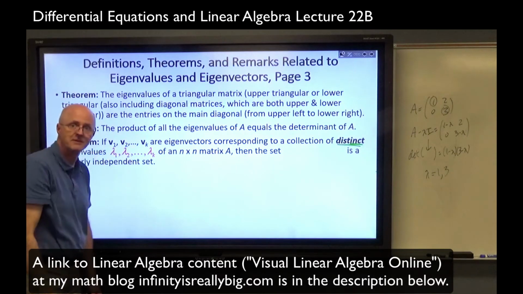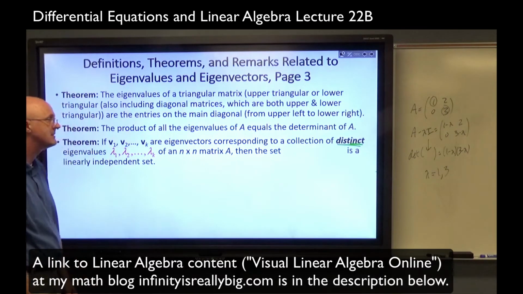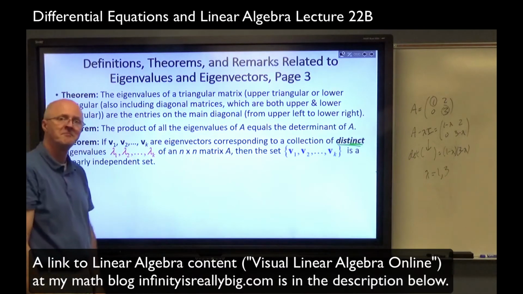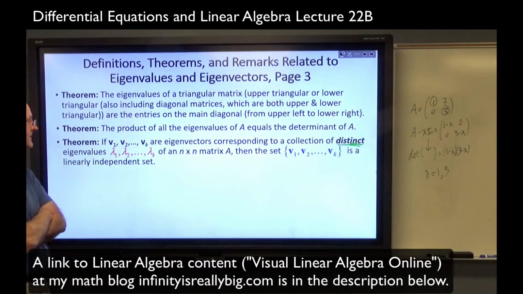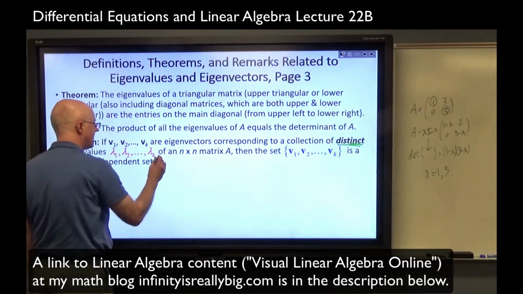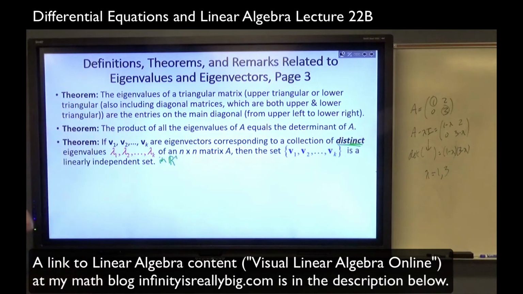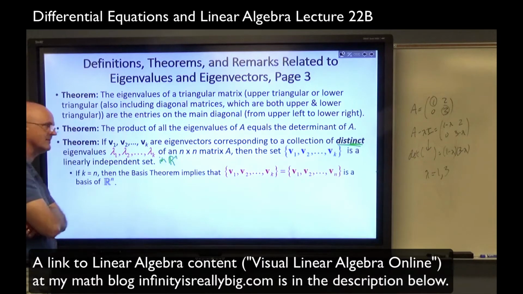Some of these could have multiplicity greater than 1. K could equal n, then they would have multiplicity 1 if that was the case. Then the collection of those vectors is a linearly independent set in Rn. And therefore, if k equals n, the basis theorem implies the set's actually a basis of Rn.